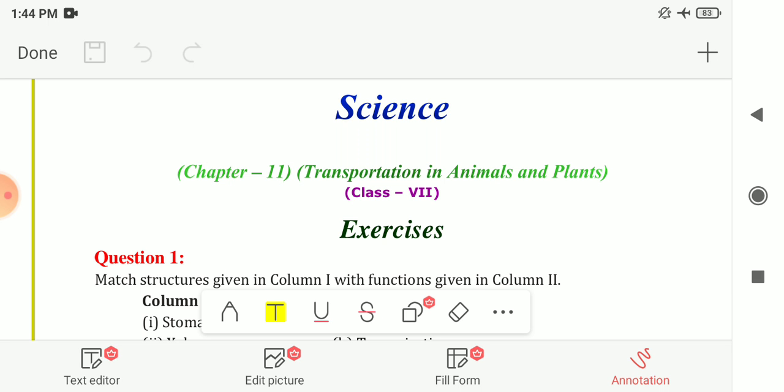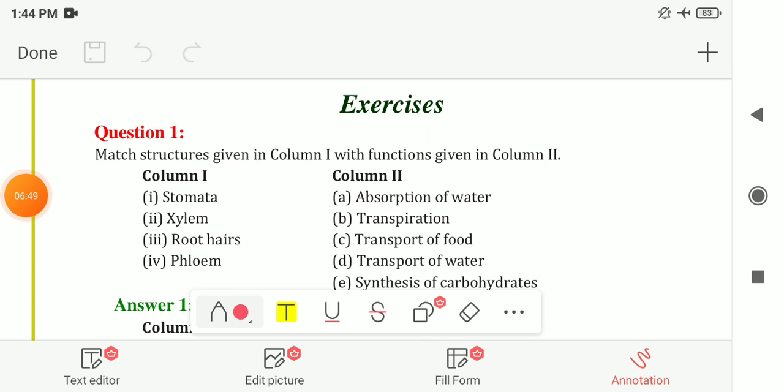So now let me start the exercise of this chapter. This exercise you have to write in your notebook. In the textbook exercise, the first question is match the following. In column A, stomata, xylem, root hairs and phloem are given to you. In column B, the functions of these different organs or parts of the plant are given to you. So you have to match each correct part with its function.